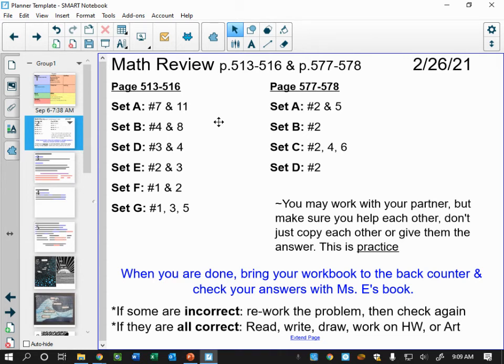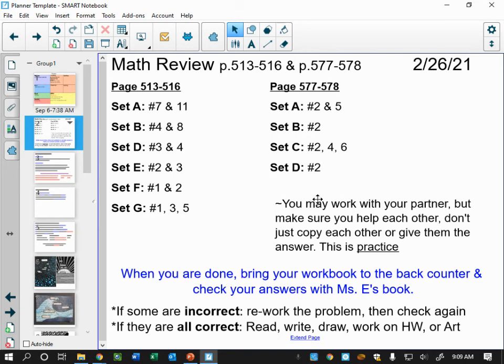Okay, so to prepare for our math test next Tuesday, I still have the recording going so that our virtual learners know what to do. You are going to be going through set A, B, D, E, F, G on pages 513 through 516 and completing these numbers in each set. This is for multiplying fractions. Once you're done with these sets, then you will go to page 577 and you will complete some problems from set A, B, C, and D on dividing fractions.